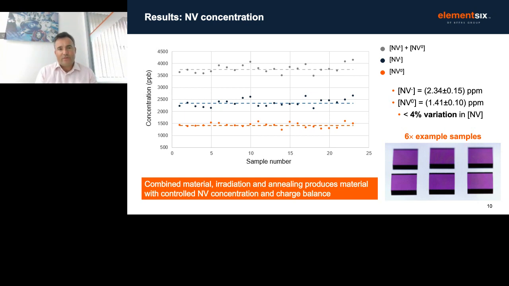So here, in some ways, is one of the money slides, where you've got the number of samples, within a run and across runs, along the x-axis, and on the y-axis, the nitrogen vacancy concentrations. Again, with a measurement error of less than 4%, showing very good consistency. And there are some images of samples at the bottom with this nitrogen vacancy concentration, which goes from light pink to purple color, depending on the concentration.